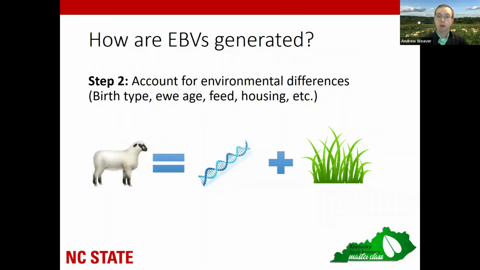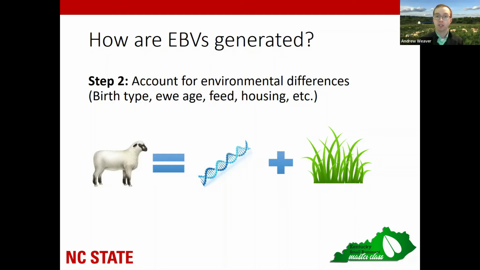Step two, we need to account for those environmental differences. We need to separate out what is genetic versus what is environment. We need to account for those sources of variation that we understand. We know that birth type will influence the pre-weaning performance of an individual. We know that age influences her milk production and the weight of lambs at weaning. Feeding and housing systems can influence pre-weaning and post-weaning performance as well. We can take all those things into account.